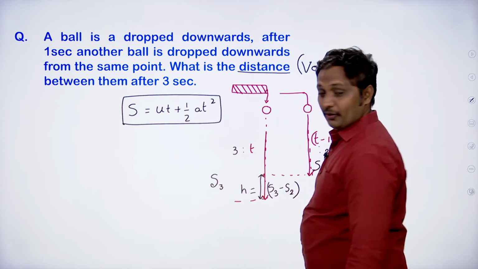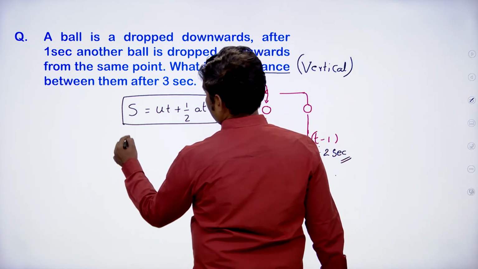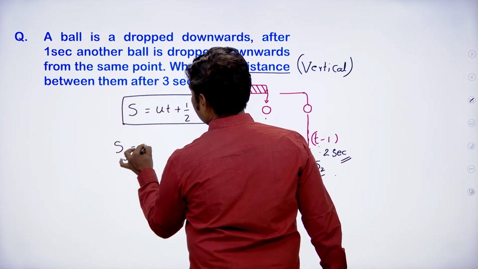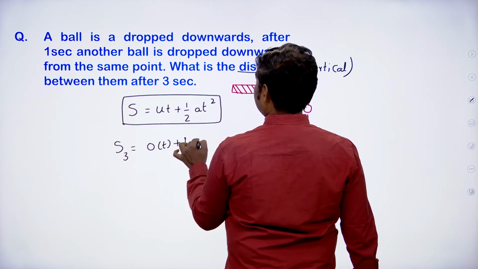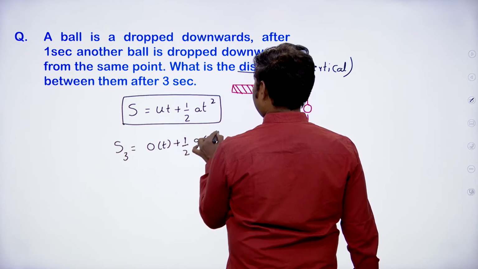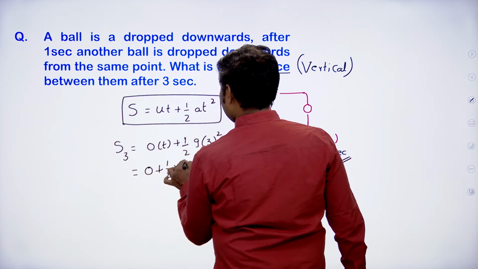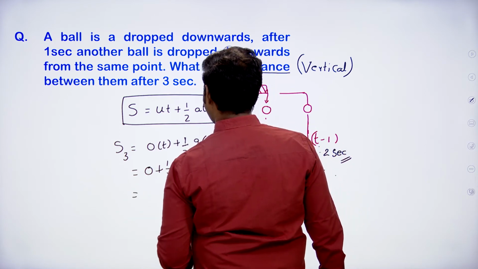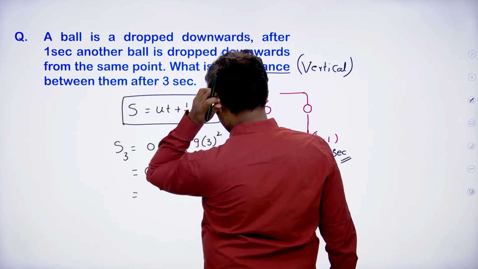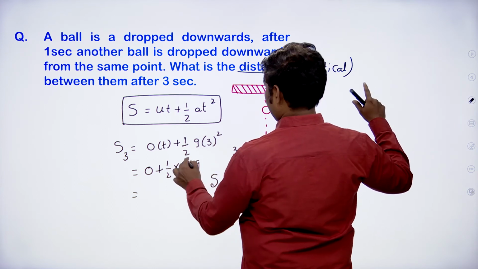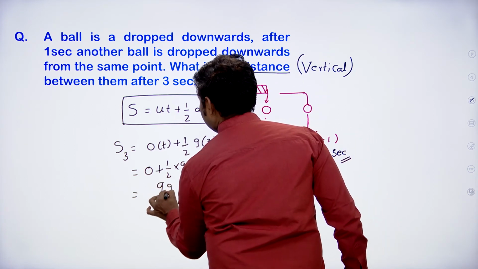For the first ball, it has travelled that distance in 3 seconds. We just have to calculate S3 is equal to 0 into t plus 1 by 2 g into 3 square. So, it is going to be 0 plus 1 by 2, 5 into 9, all right. Yes, you have to get this one, 9g by 2.